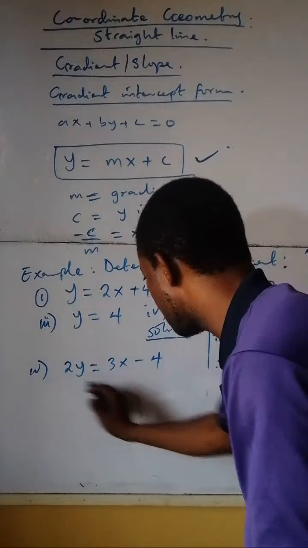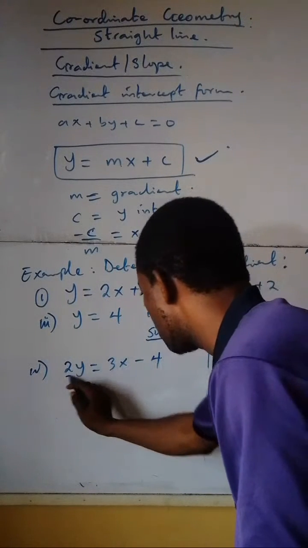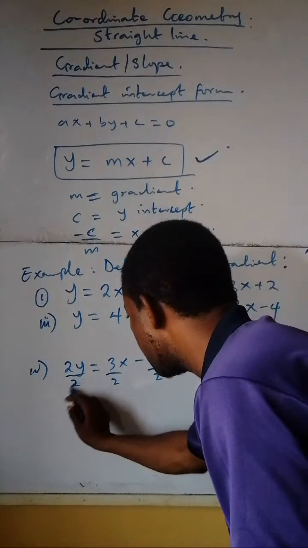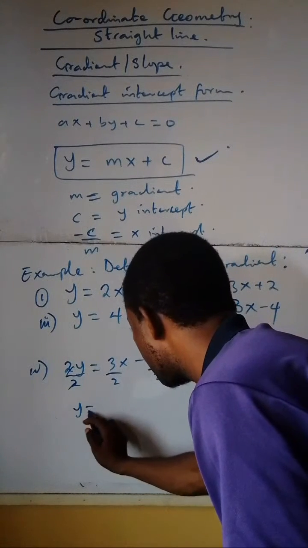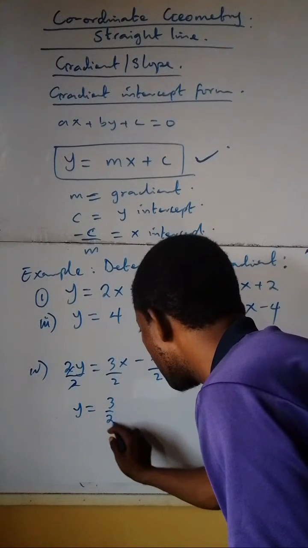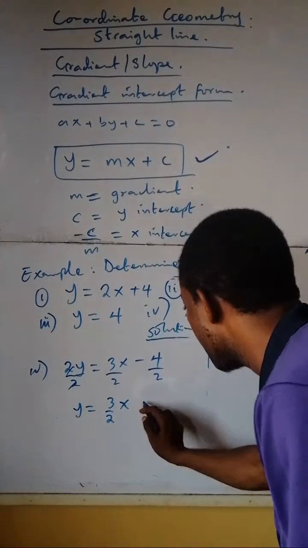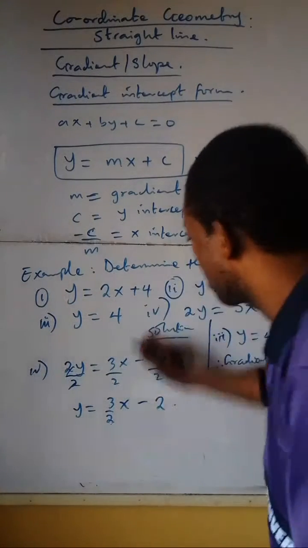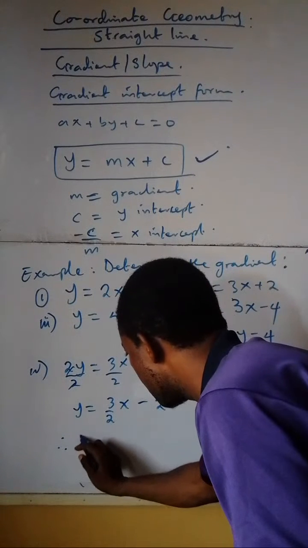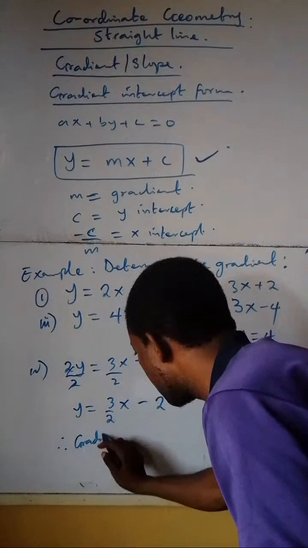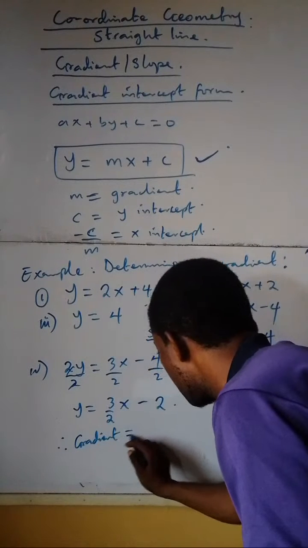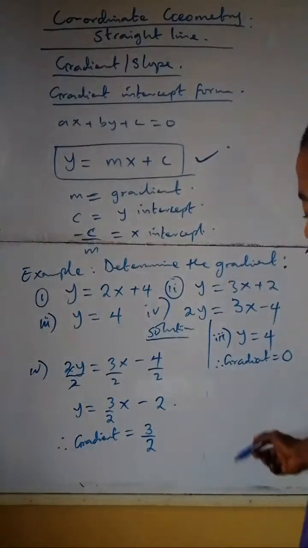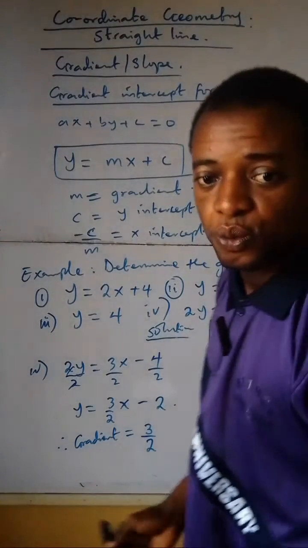So when we divide through by 2, the 2 cancels out and we have y equals 3 over 2 x. When we separate this, then minus 4 over 2 is minus 2. So now comparing this, we clearly see that the gradient, which is the coefficient of x, is equal to 3 over 2. And in this case, the y-intercept is minus 2.